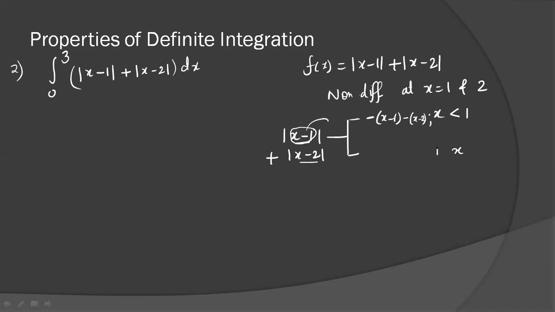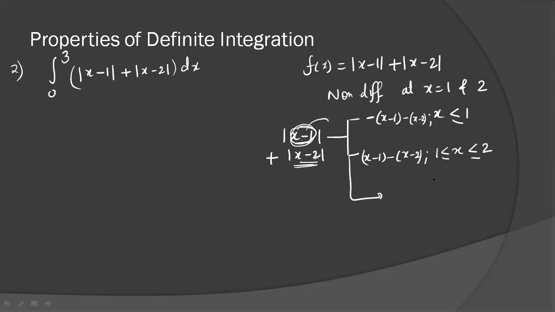When x is greater than 1 but less than 2, and it is continuous function, modulus function is continuous, so you can put inequality anywhere. If x is greater than 1, then this function is positive, then no need to give the negative sign. But this is negative when x is greater than 1 but less than 2. So negative, so we have to give minus sign again for making positive.